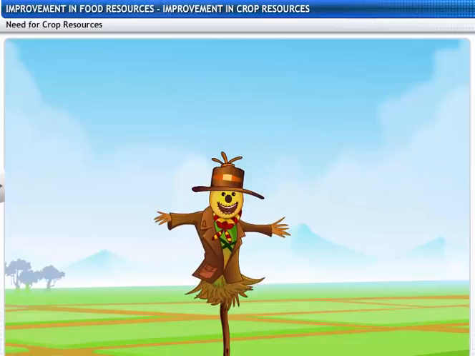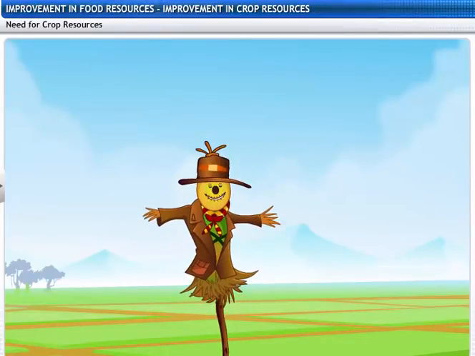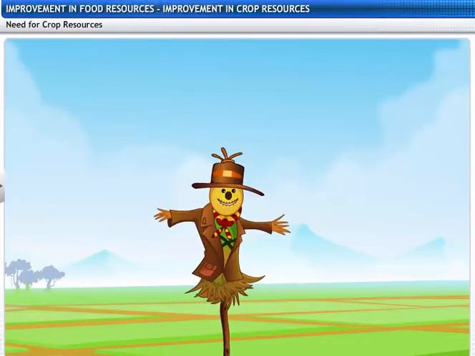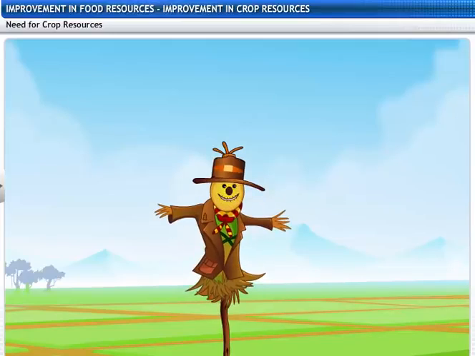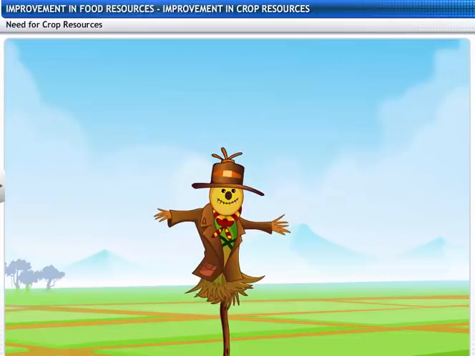Hi, I'm in charge of guarding the crops. But these days, the birds have gotten wiser, and they are not scared of me. I must think of other ways to protect the crops. The farmer says that food demands are increasing every day, and we need to work harder to improve yields. I can't think of any reason for this increase in demand. Can you?